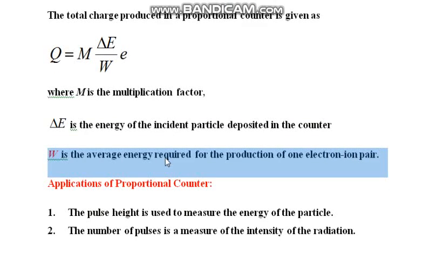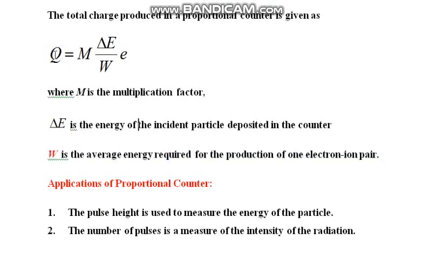Now, the more the charge produced, the larger is the size of the pulse. Therefore, the size of the pulse in a proportional counter depends on the multiplication factor m and the energy of the incident particle. The multiplication factor further depends upon the voltage applied across the electrodes. As the voltage is higher, the acceleration of electrons is higher, which not only increases the probability of ionization but also the length of the ionization chain.